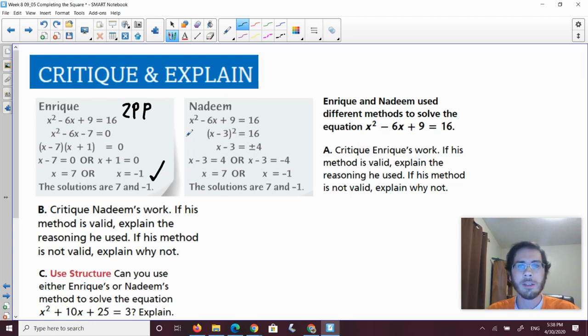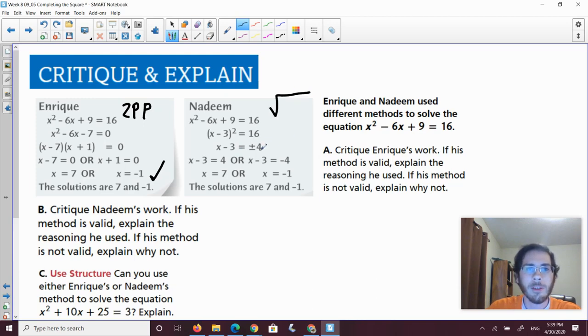Next, we could look at Nadim. What Nadim did is, it looks like he took this side and he just factored right away. I guess that's okay. There's no rule against it. So does it factor into x minus 3, x minus 3? Yeah, okay. So it looks like there's some factoring, so that's good. It had equal to 16, and then it looks like Nadim did square root of both sides. So it looks like Nadim did it like we did last time in section 9.4. We're solving everything by square root.